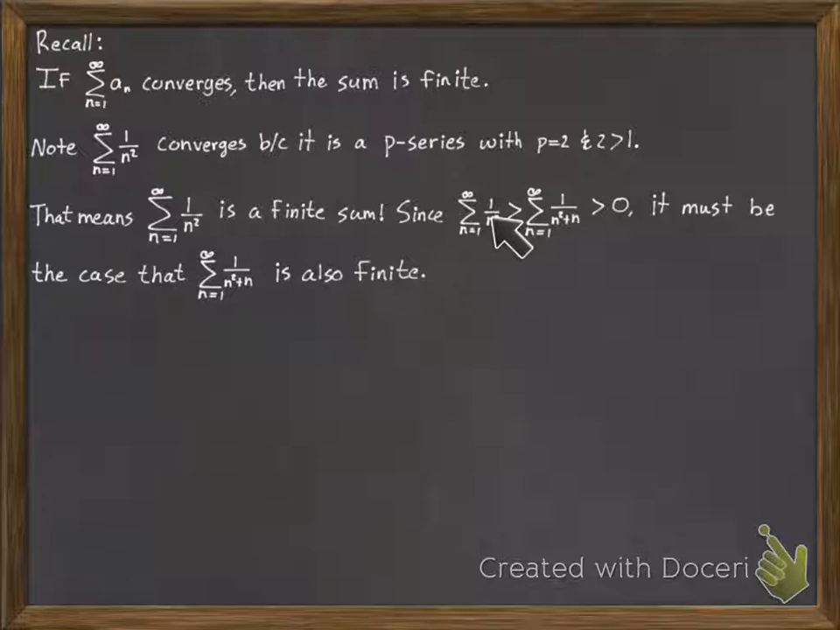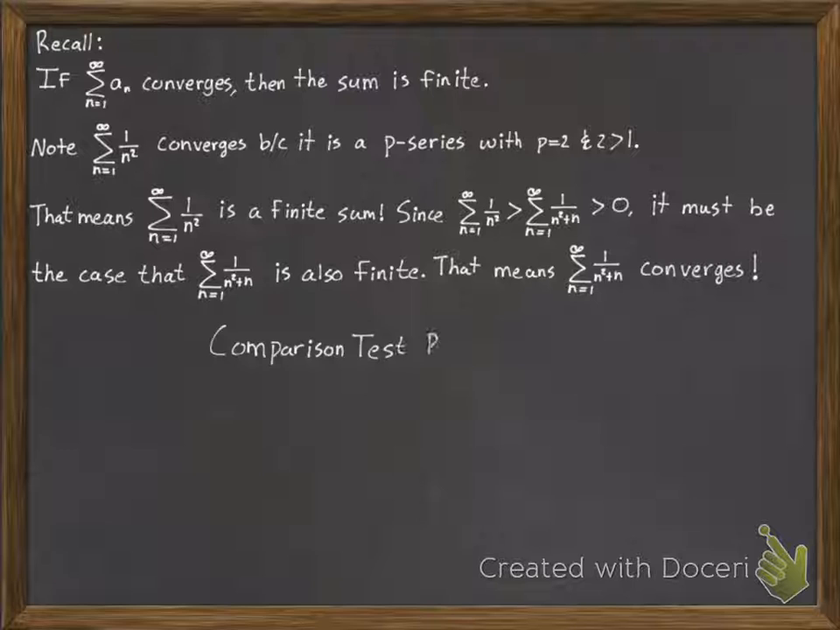1 over n squared is finite, and that's bigger than this series. So a finite thing and something less than that finite thing, the thing that's less than must also be finite. Well, if that sum's finite, then that series must converge. This is basically what the comparison test says. Specifically, I'm going to call this comparison test part 1. We'll get to part 2 in the next video.